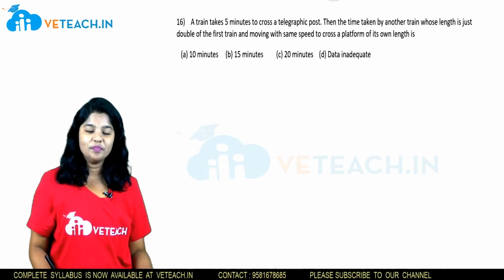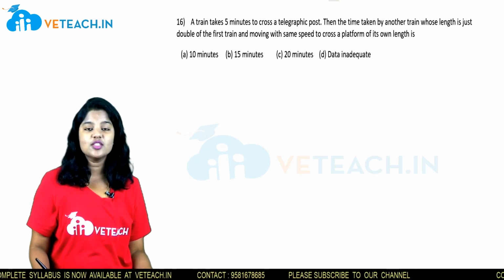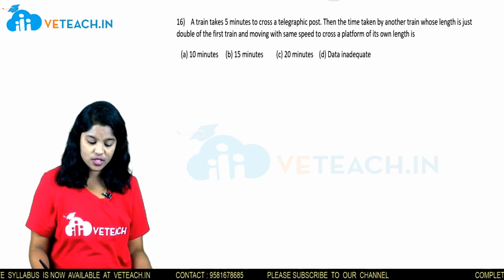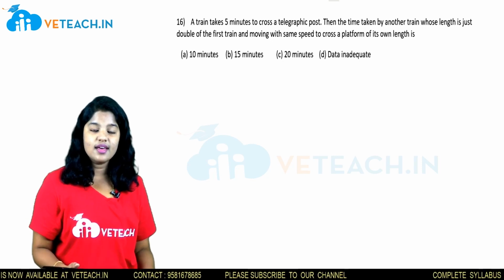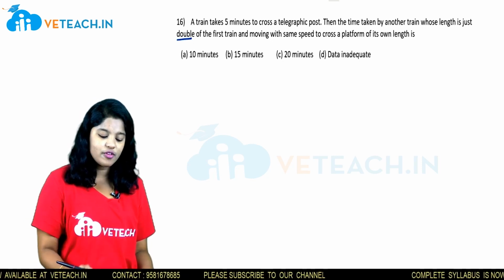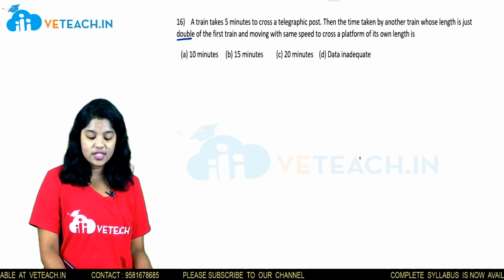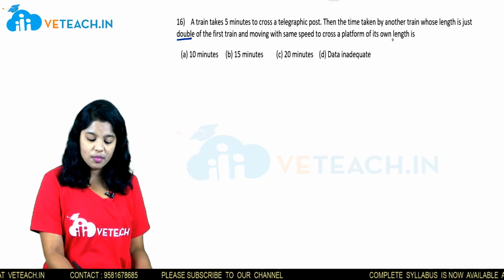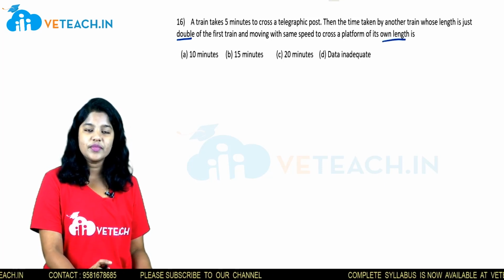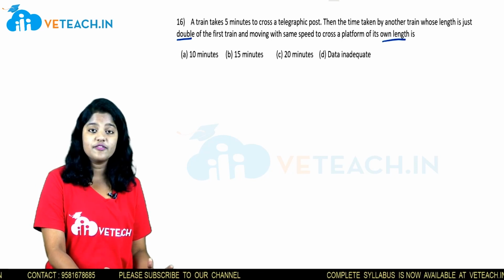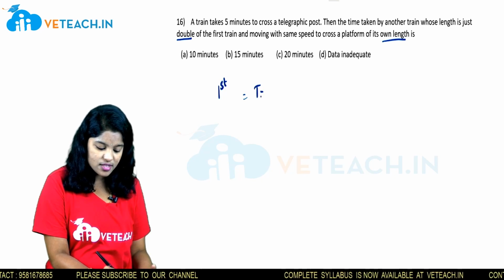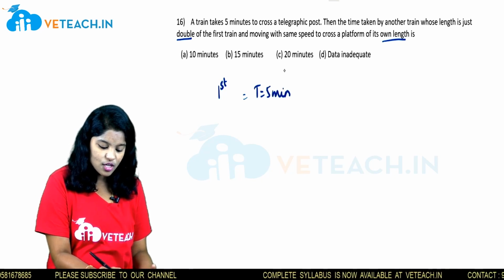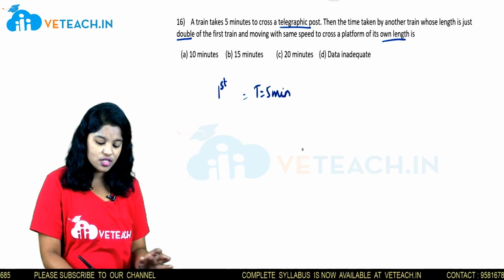See the next question. A train takes 5 minutes to cross a telegraphic post. Then what is the time taken by another train whose length is just double that of the first train, moving with the same speed, to cross a platform of its own length? So first let us consider the first train. The first train takes 5 minutes to cross a telegraphic post.